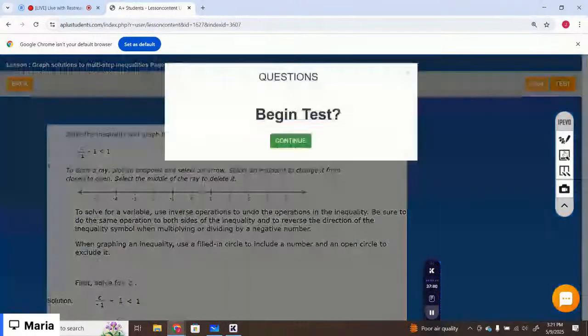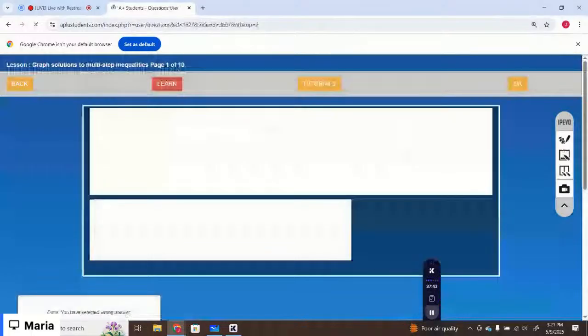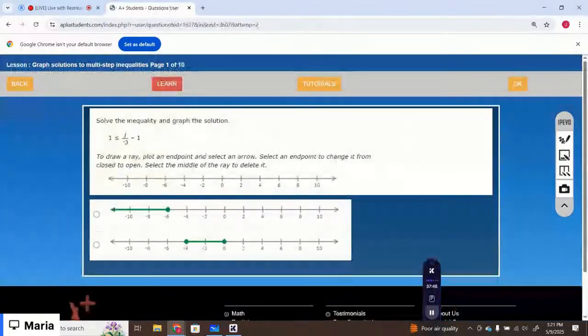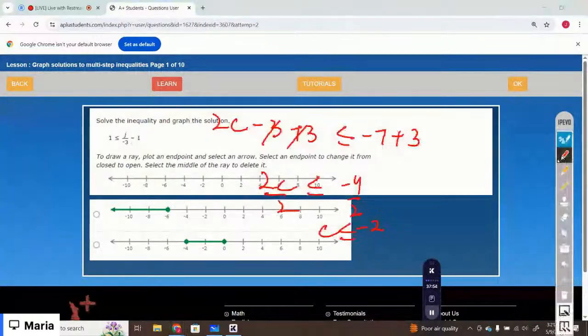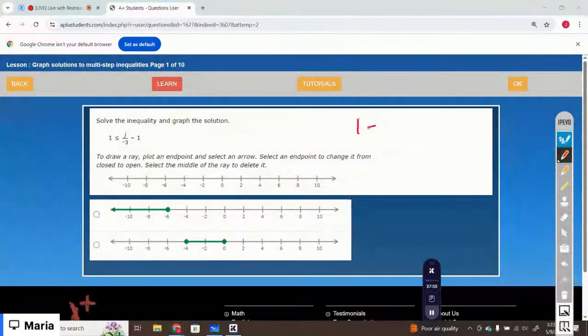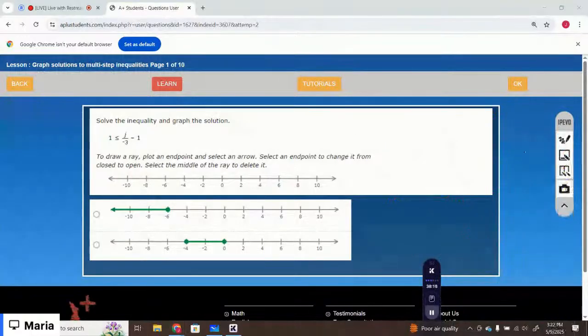Let's just start with the test questions. Solve the inequality and graph the solution. So add 1 both sides, right? So 1 plus 1 j over negative 3. 2 times negative 3 is negative 6. So negative 6 is less than j. That means all the numbers that are smaller than negative 6 are the solution. So option number 1 is the correct option.